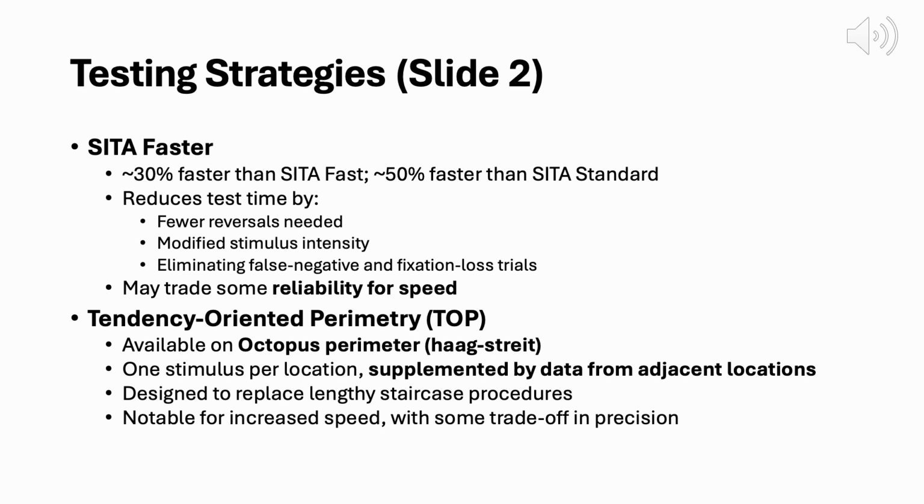Tendency-oriented perimetry, or TOP, is another rapid thresholding strategy, but it's specific to the Octopus perimeter by Haag-Streit. What makes TOP unique is it tests each location with only one stimulus, then supplements that result using data from adjacent test points, a type of spatial interpolation. This approach replaces traditional staircase methods, which can be time-consuming. As a result, TOP offers much faster test times, but again, there's a trade-off in precision compared to more rigorous methods like full threshold or SITA strategies.